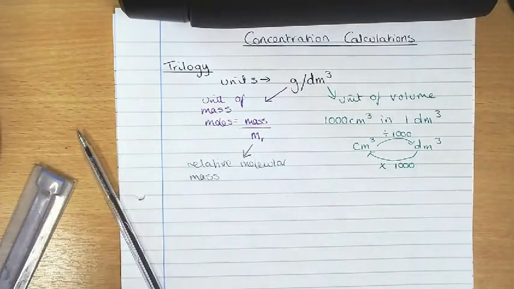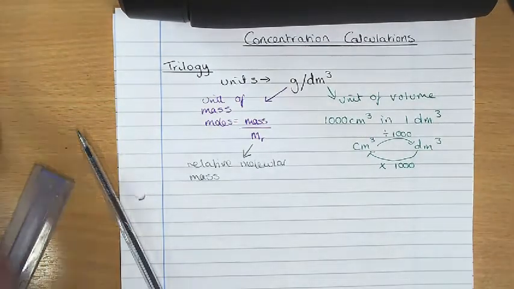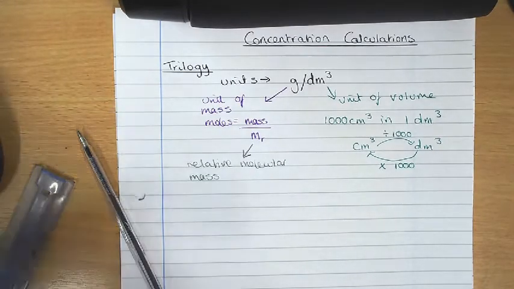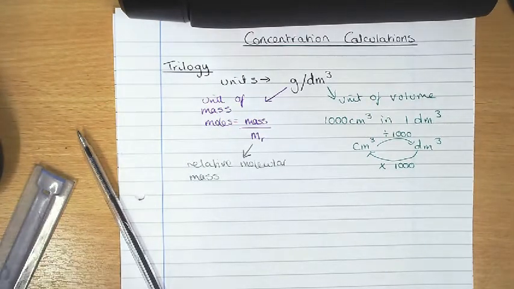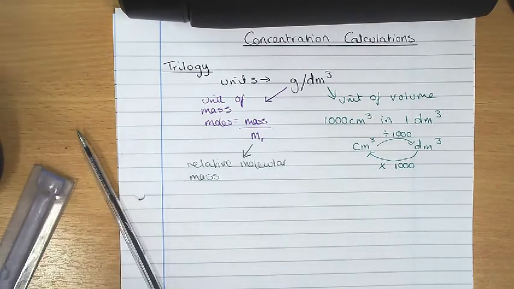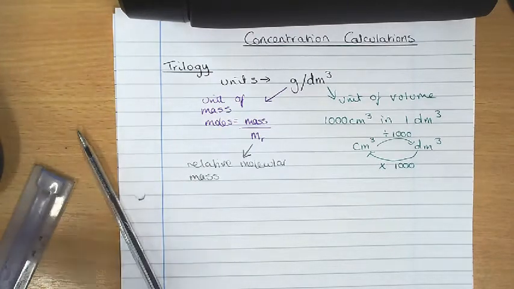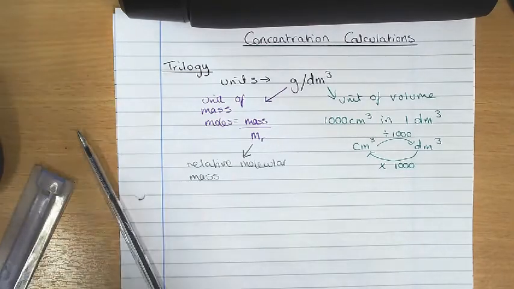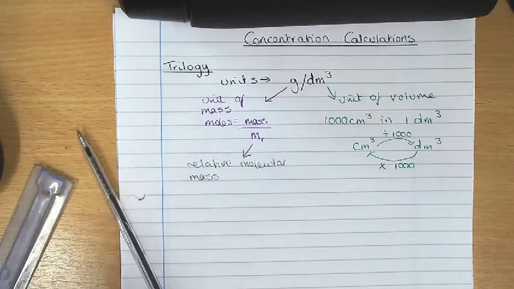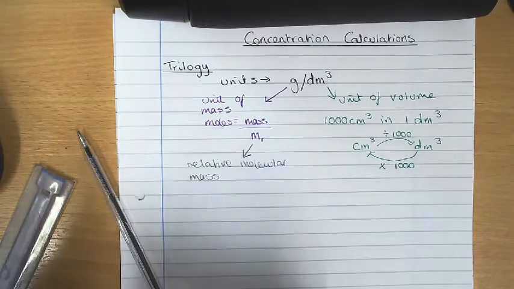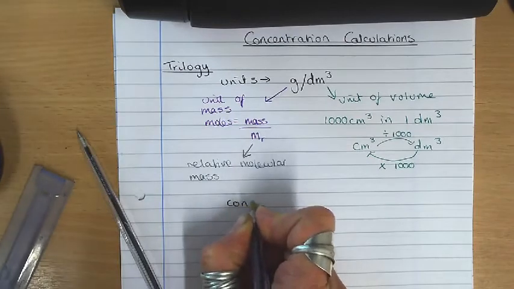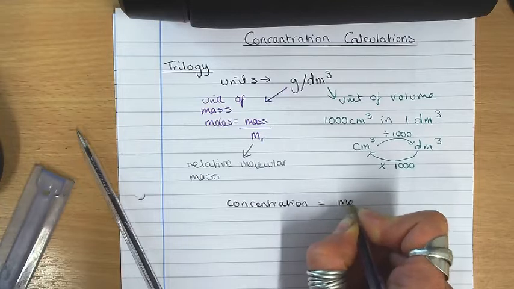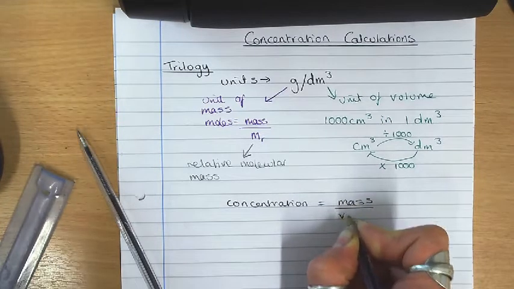You could be given all sorts of questions where they say, what is the concentration of this solution when there's 10 grams in 50 centimeters cubed, for example, or you could be asked how many grams you have to dissolve in 500 centimeters cubed of solution with this concentration. So what we're really saying here is that we need the formula: the concentration is equal to the mass divided by the volume.